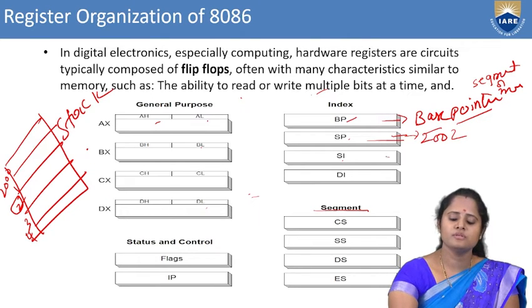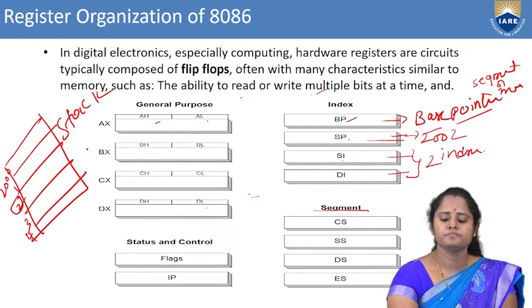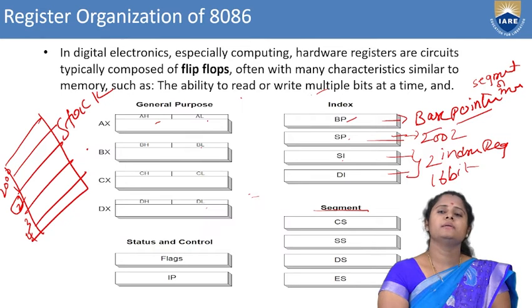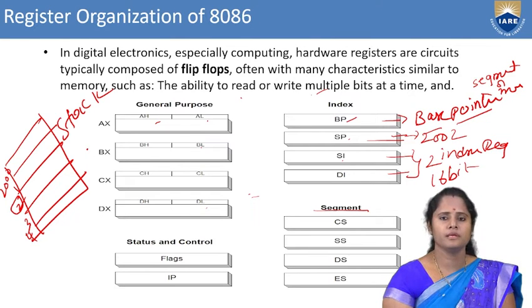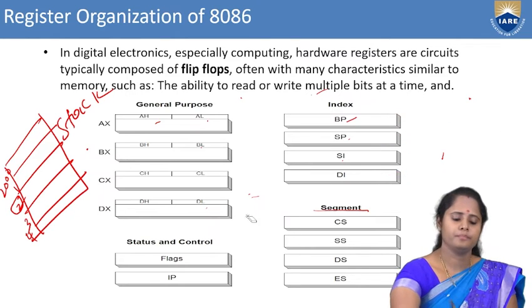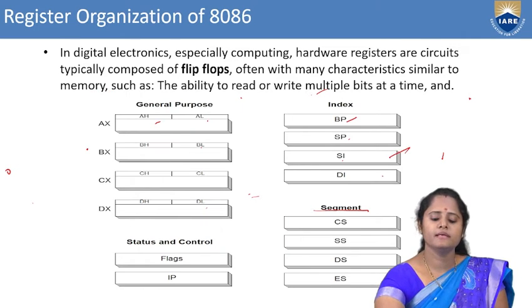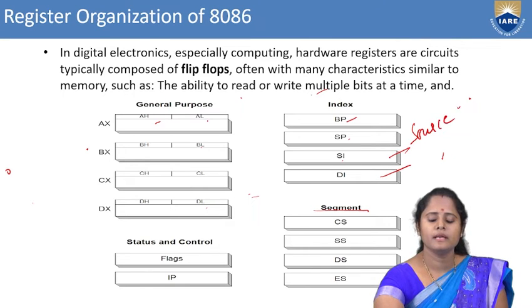And next, source index and destination index. These both are index registers, each of 16-bit. Always make sure any register which you have here, whether it is a general purpose register, segment register or index register, all are of 16-bit only. So it can only store 16-bit content, not more than that. Now, see here, source index and destination index. So source index.